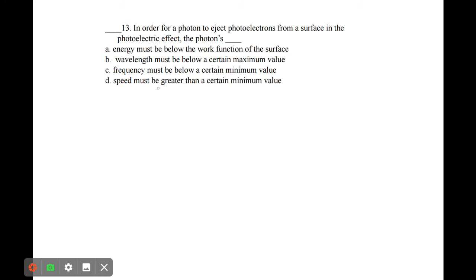And D reads, speed must be greater than a certain minimum value. So speed actually has nothing to do with it. So that's why the answer for number 13 is B.